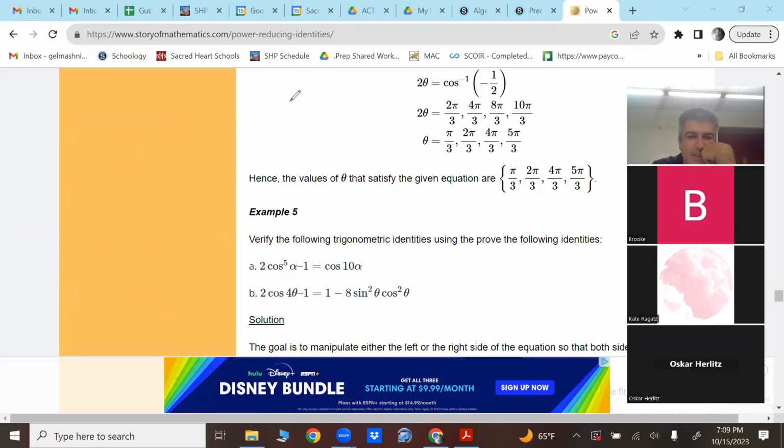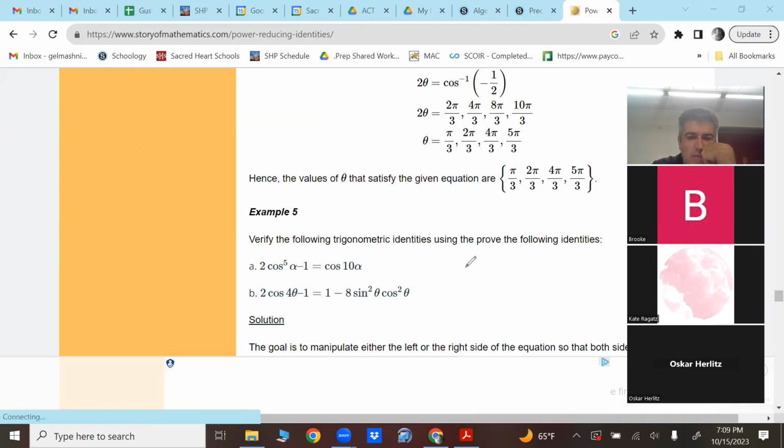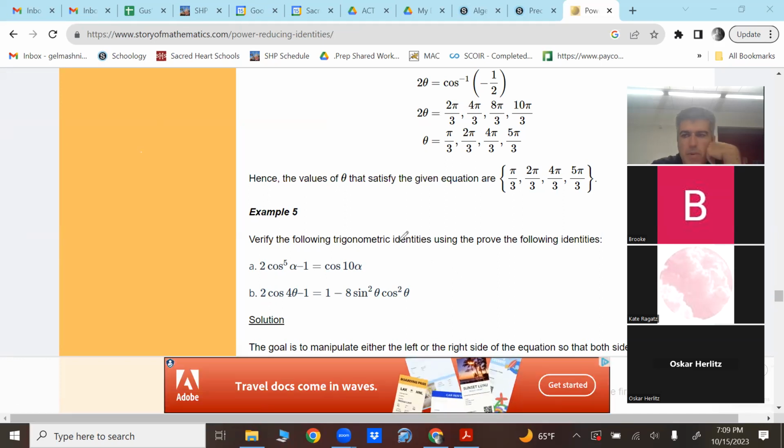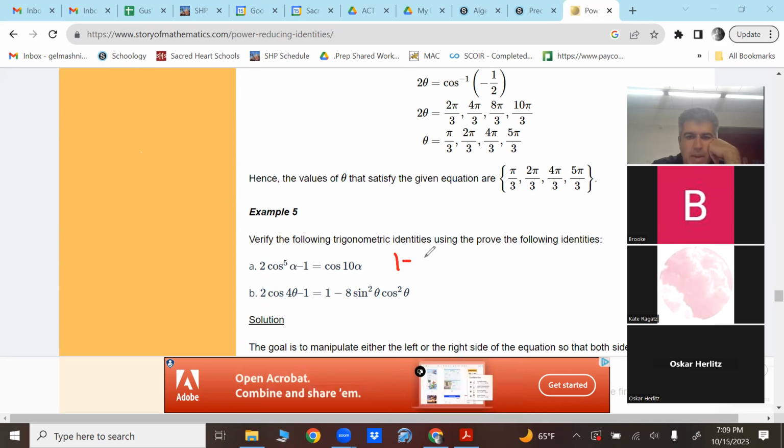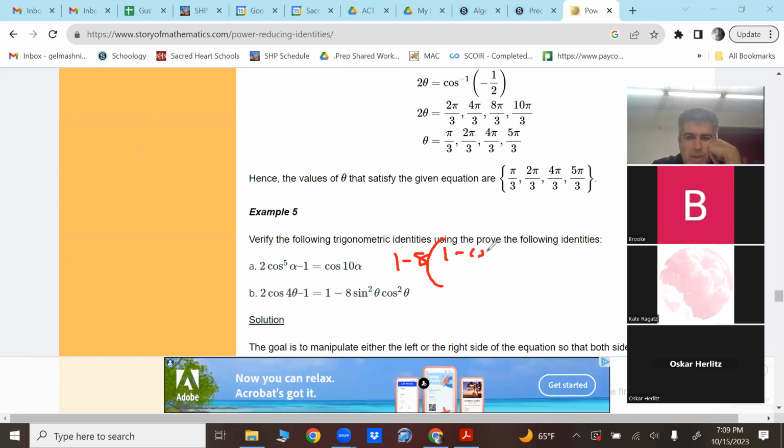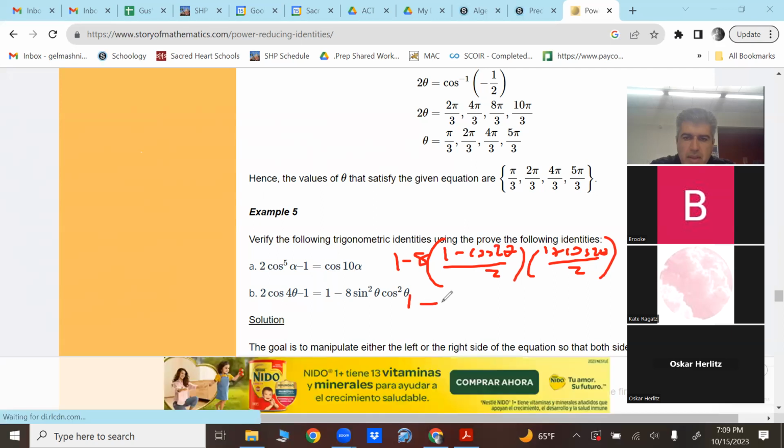So let's go back to the right side. So yeah, you can make that one. Well, that's where I'd use the power reducing formula, right? So you could say 1 minus 8, and then you could do 1 minus cosine squared. So 1 minus cosine 2 theta, and 1. Yep. Okay. And that's 1, and then you get -2.